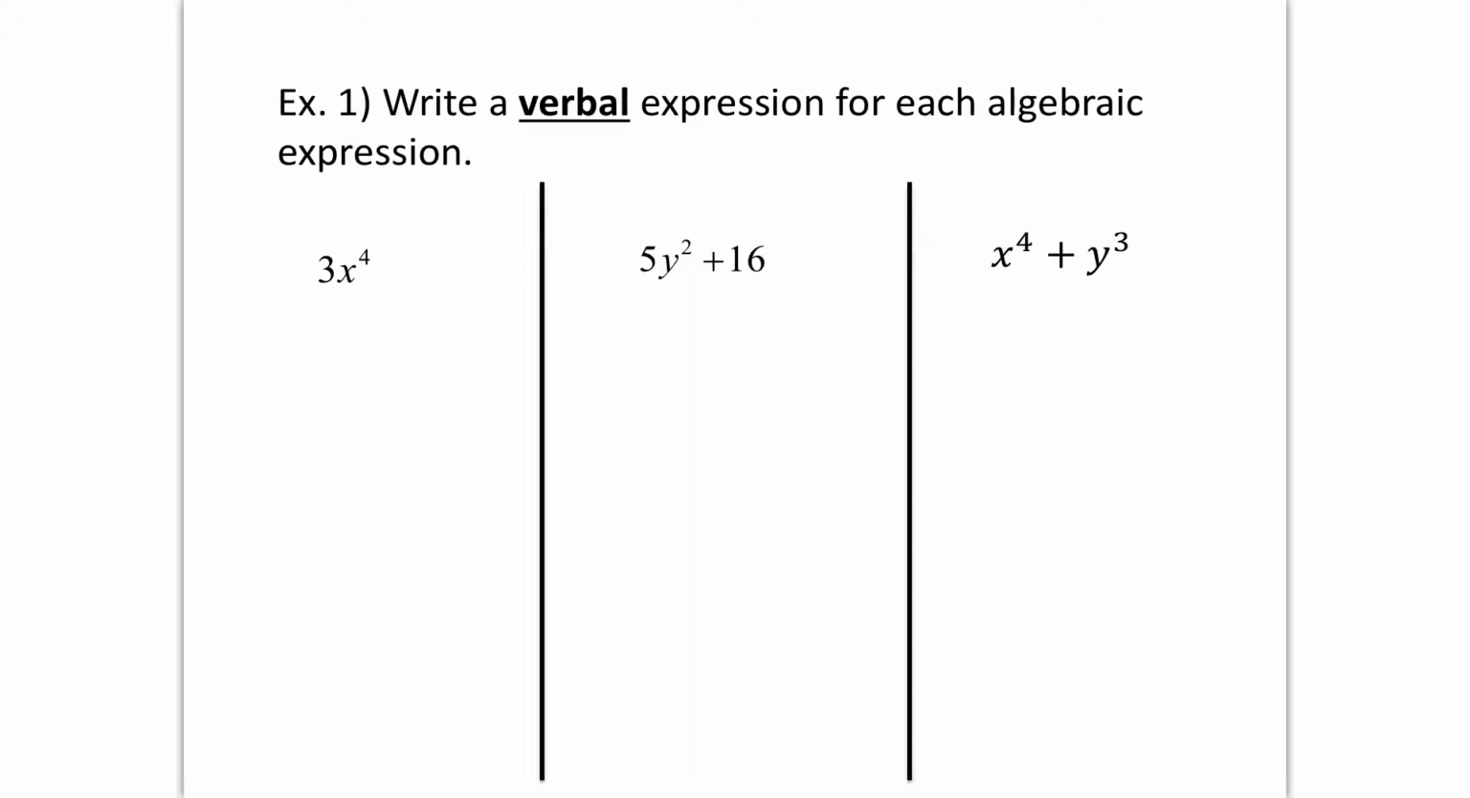Now guys, there are a few different ways you can write the sentence, but all I'm looking for is for you to make sense of the sentence, and that it actually represents the algebraic expression. You might have something different than what I'm going to write here on the video, but if it makes sense and it represents the algebraic expression, then you are okay. But let's go ahead and look at the first one.